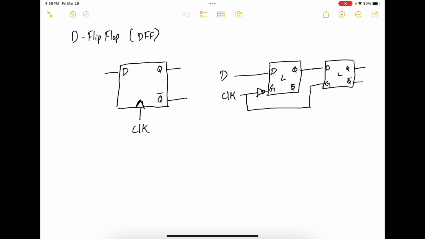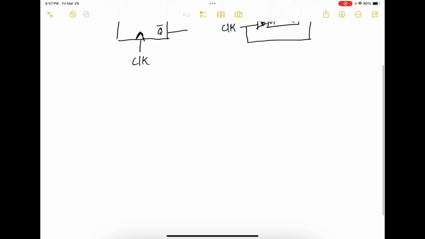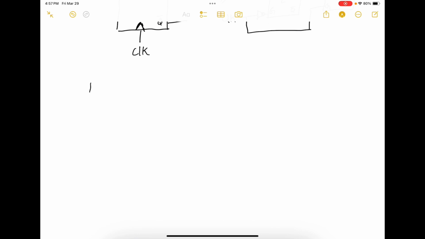Now I'm not going to tell you how this works internally, but I'm going to give you the truth table to see how it works. Basically, the truth table is very similar to what you have for a D latch. So you have D, Q, Q plus, so 0, 0, 0, 1, 1, 0, 1, 1.